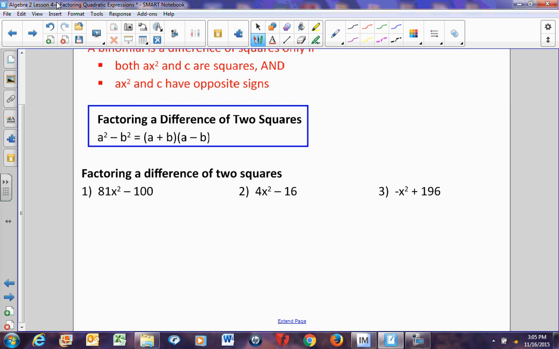So if I'm factoring the difference of two squares, the first term has to be a perfect square, which this is, and the second term has to be a perfect square, which is this, and they have to have opposite signs. 81x squared is positive and 100 is negative, so they have opposite signs.